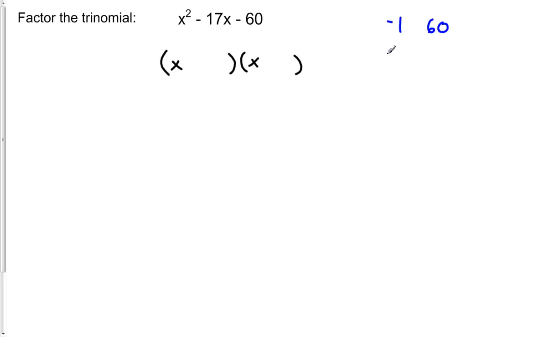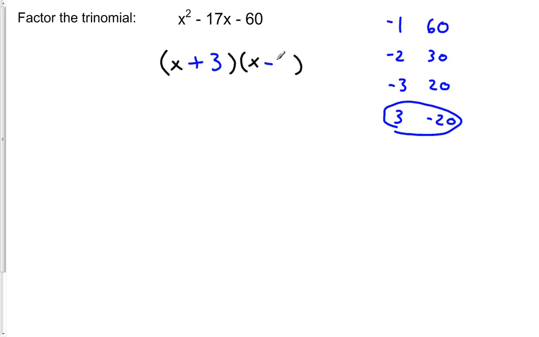So negative 1 and 60, too far apart. That's not going to work. Negative 2 and 30, still too far apart. Negative 3 and 20. Alright, this adds to positive 17, so let's switch our signs such that we get a positive 3 and a negative 20. Also going to multiply to negative 60, but add up to negative 17. So these are the two numbers that we want to work with here. So then we just do x plus 3, x minus 20, and we have successfully factored the trinomial.